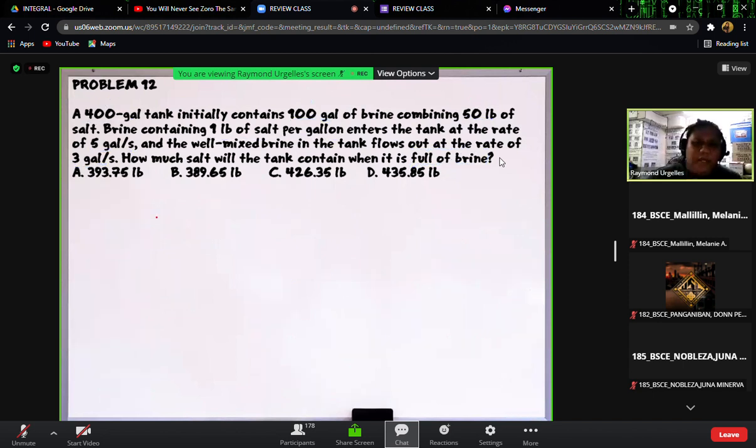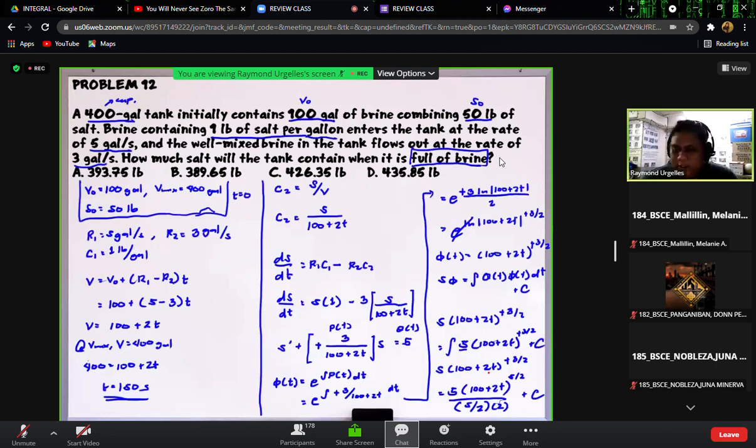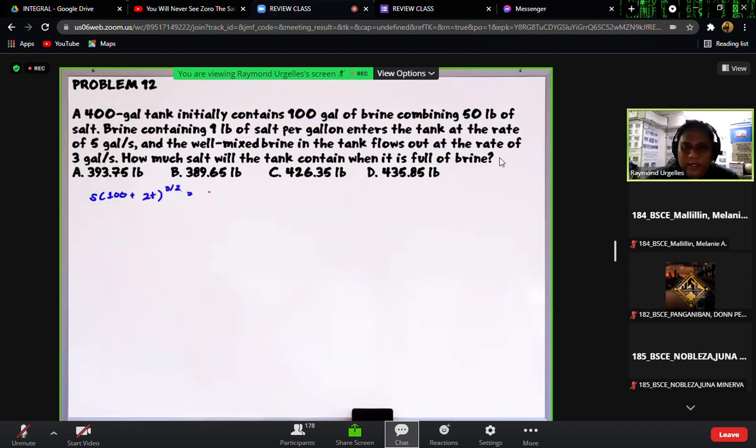So, let me rewrite that. Okay, so again, that is S multiplied by 100 plus 2t, raised to 3 halves, equals. Kung titingnan natin yung nangyari dito, we can cancel yung 2 here. We can cancel yung 5 here. So, kaya lalabas dito is 100 plus 2t, then this is raised to 5 halves. Okay? Then we have plus constant.